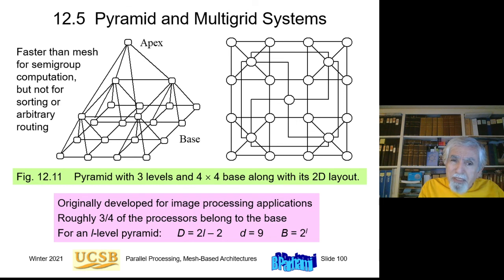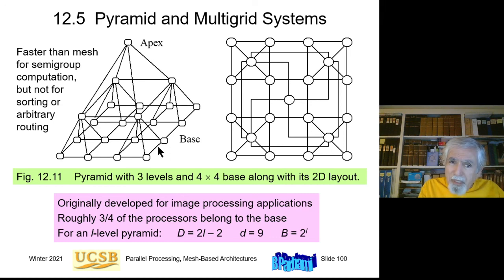Now, pyramid is an architecture that is derived from a mesh. So the base of the pyramid is a 2D mesh, but then there are 2D meshes as we go up. So there's a 4x4 mesh at the bottom, there's a 2x2 mesh in the middle level, and a single node, the apex, at the top.